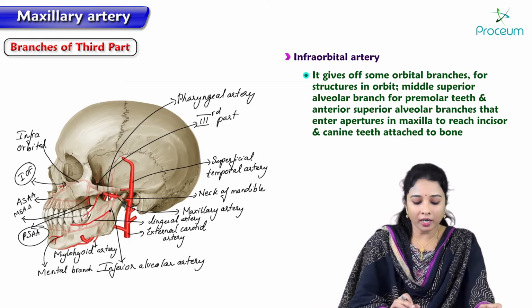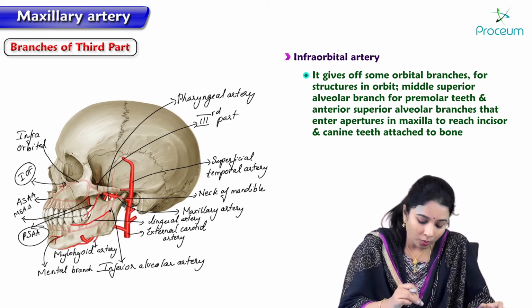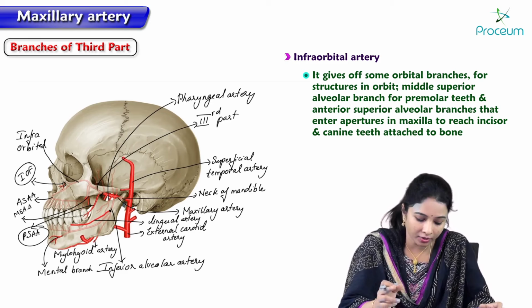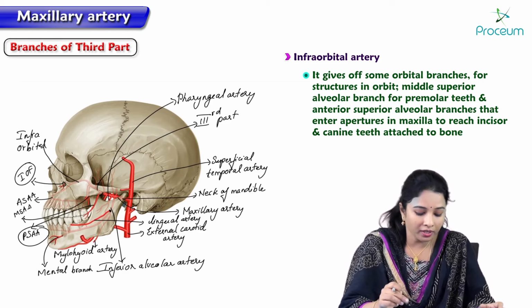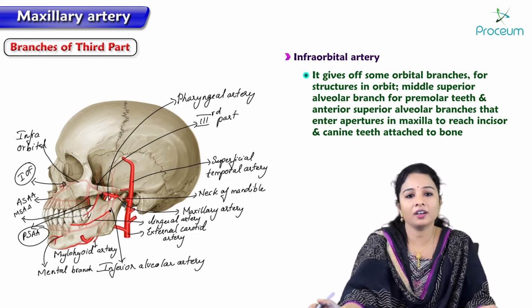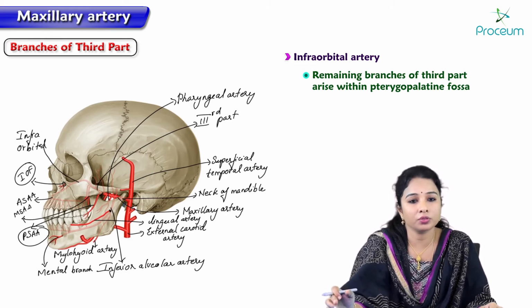So, completely upper jaw is supplied by 3 arteries. Posterior superior alveolar artery is a direct branch of maxillary artery, we know that. Anterior superior alveolar and middle superior alveolar arteries are the branches of infraorbital artery. And the remaining branches of the third part arise within the pterygopalatine fossa.